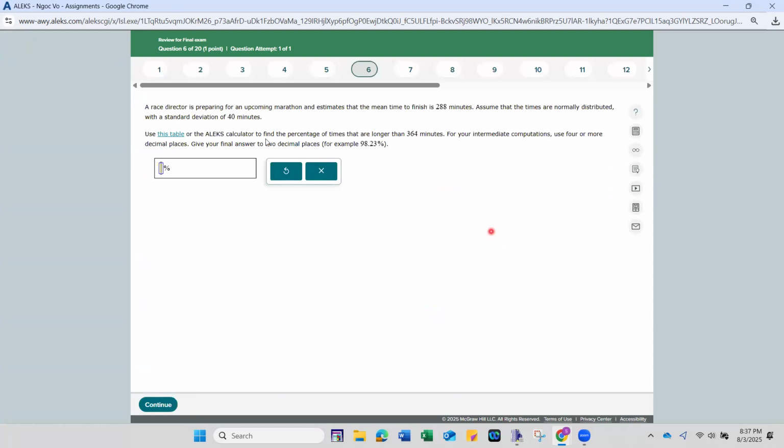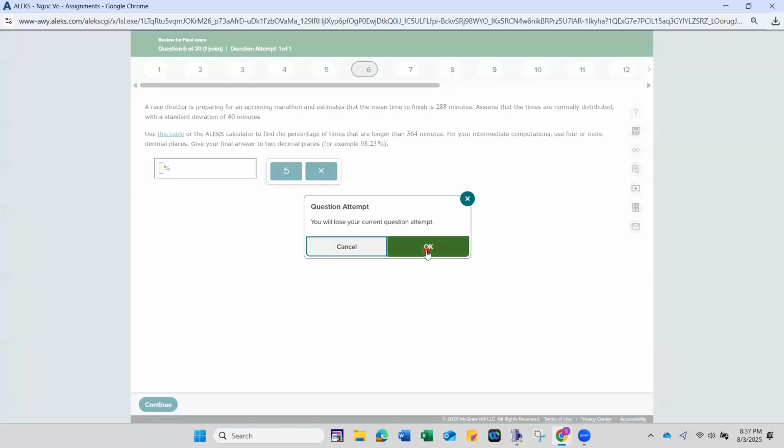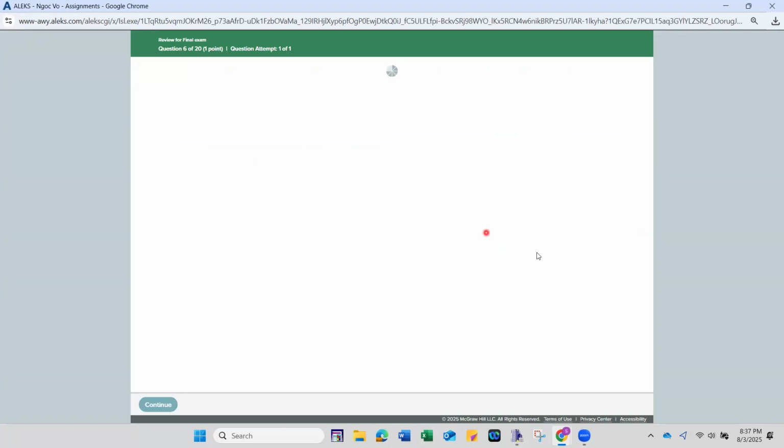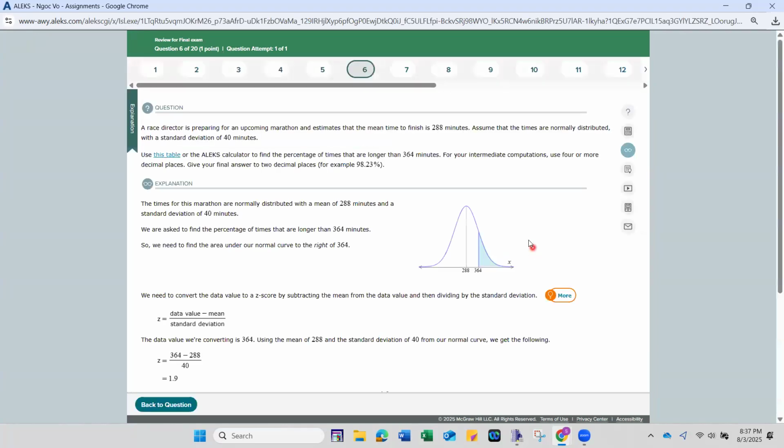The next question, you can use a table or a calculator. I will show you with the table. So here I'm going to use the explanation again. In this question, you're going to use a normal distribution table.